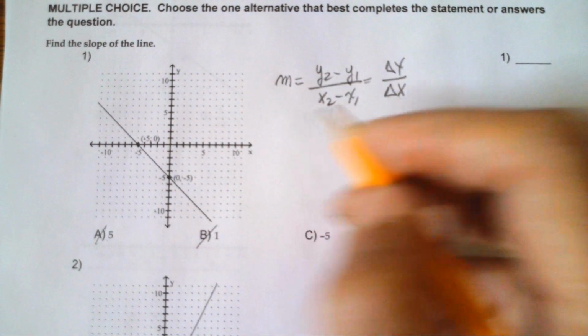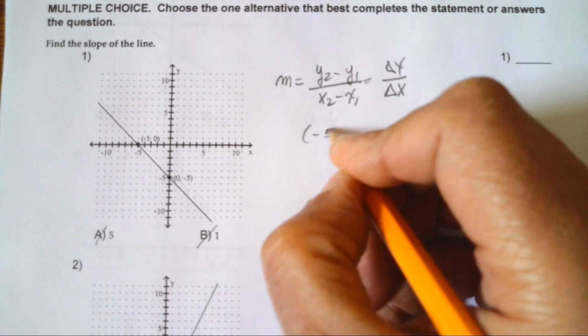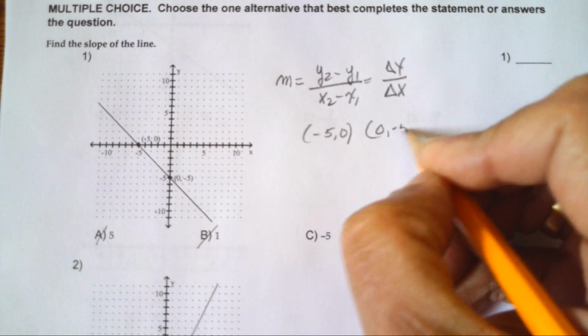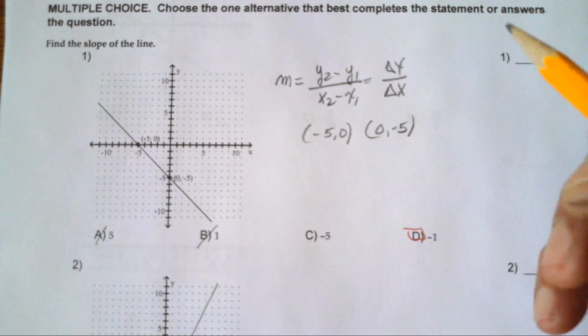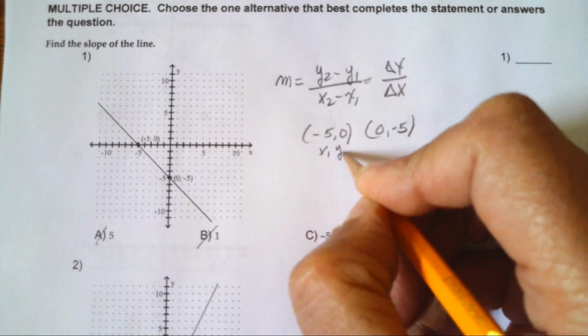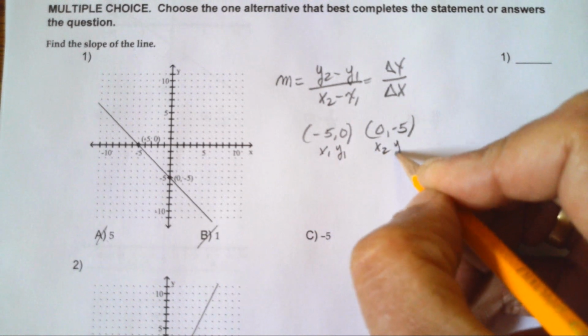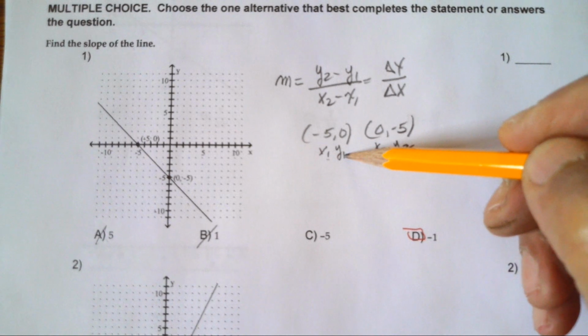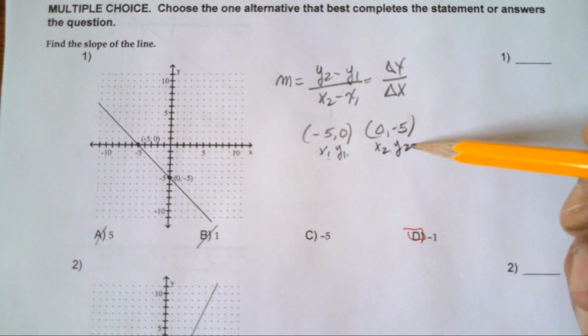So I got 2 points here. I got a negative 5 comma 0, and my second point here is 0 comma negative 5. Now, which one I call x1 and x2, it doesn't make a heck of a difference. So I'm going to call this x1 and my y1, and this is x2, and this is my y2. All right. Obviously, if I call this x1, I'm not going to call that y2. It's x1 and y1, x2 and y2.